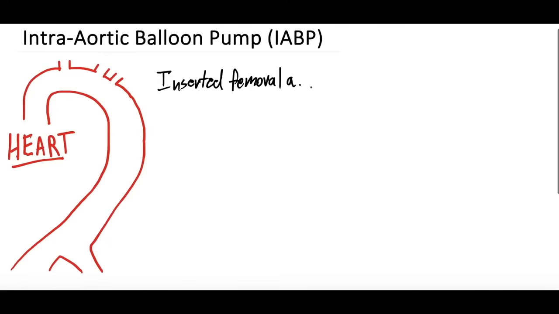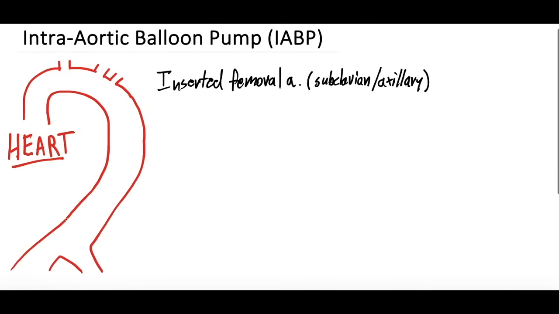If you cannot insert it through the femoral artery for whatever reason, you can do a subclavian or axillary artery approach. The subclavian artery comes off the aortic arch, and then the axillary artery is near the armpit, whereas the subclavian is near the clavicle. So you can insert it through those arteries as well if you can't do a femoral approach.